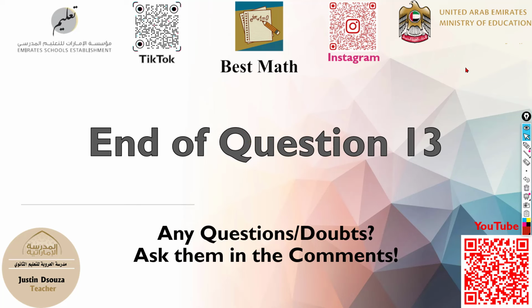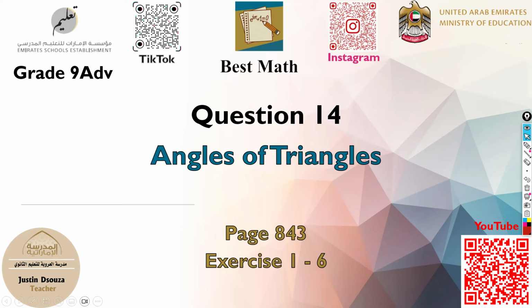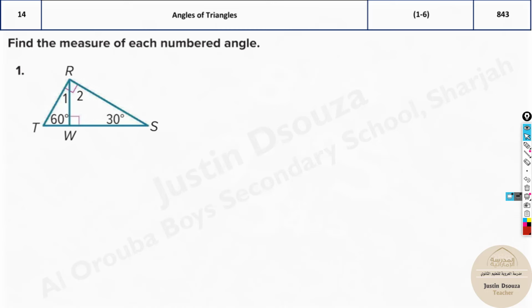Another simple and easy question. Please remember, translation is the easiest of all transformations, and you just add the translation vector to the given point and you find it out. Question 14 is about angles of triangles. You can see over here, a figure has been given and you need to find the angles.